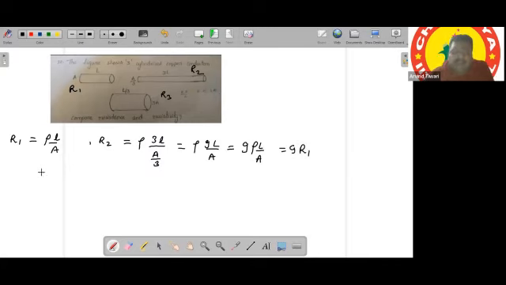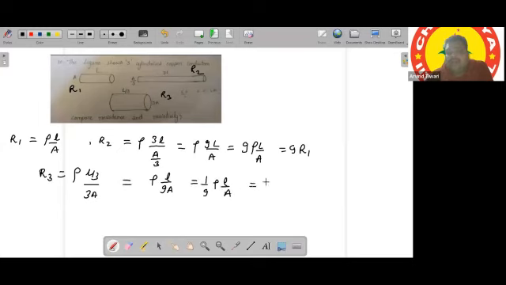Then we find out the value R3. R3 is given by rho times L by 3 divided by 3A. So it becomes rho L by 9A, and this you can write as 1 by 9 of rho L by A, and rho L by A is R1. So you can write it as 1 by 9 of R1.